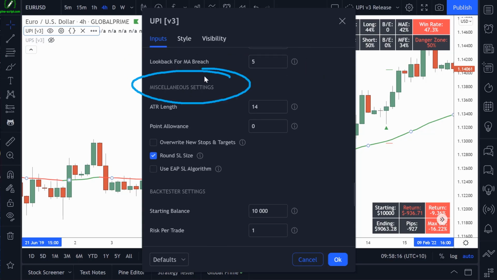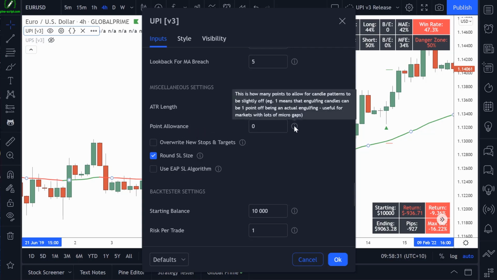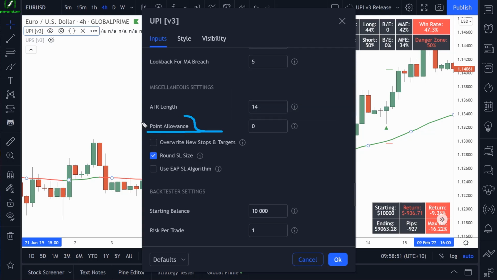Next, we have our miscellaneous settings. So you can set the ATR length. This is for setting your stop loss. You have the point allowance setting. I'll explain what this does. I couldn't think of a better word for this. The tooltip here explains it in a little more detail, what it does. But the best way to explain what this does is to show you. So let me go to a market example of what this setting does.